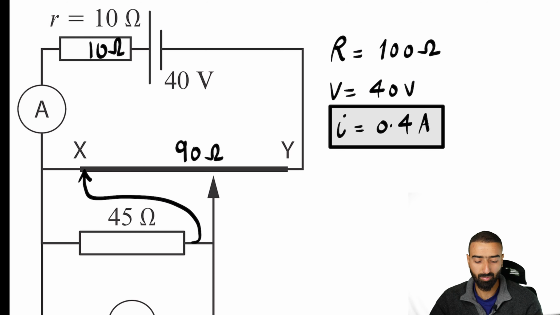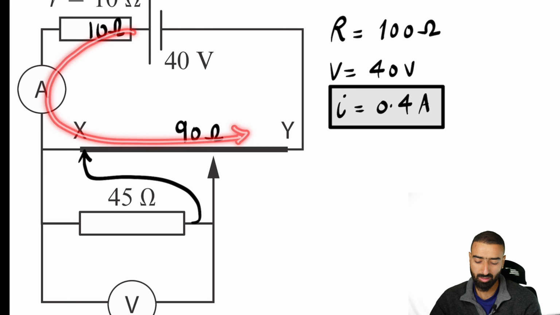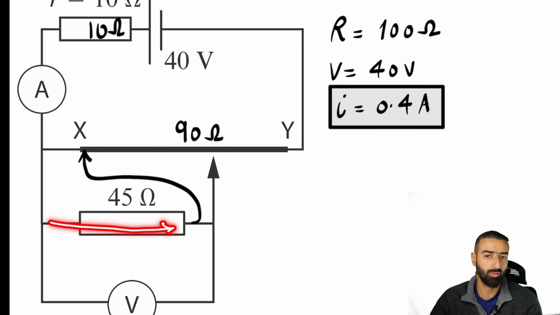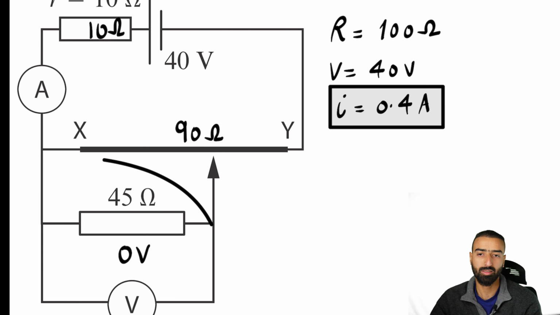Now at the minimum reading of the ammeter, all the current flows through the upper terminal. That means there is no current flowing through the 45 ohm resistor. If there is no current through the 45 ohm resistor, the voltage across it will be 0 volts. So the voltmeter would measure 0 volts. In order to increase its reading, we would take the slider and push it all the way over here.